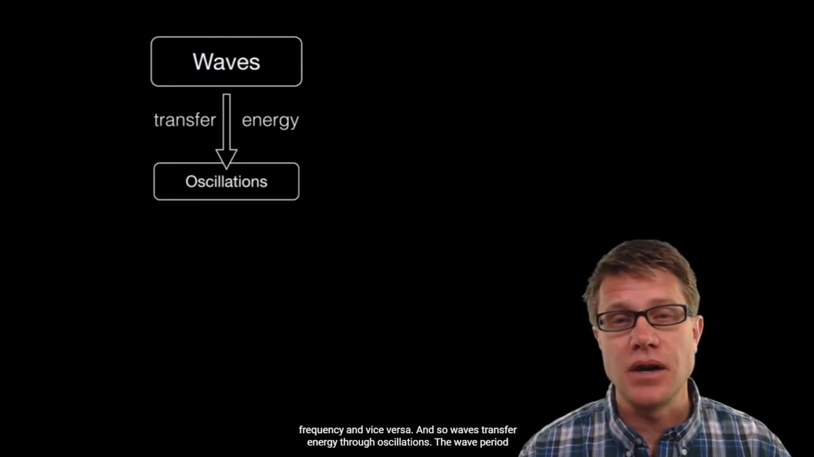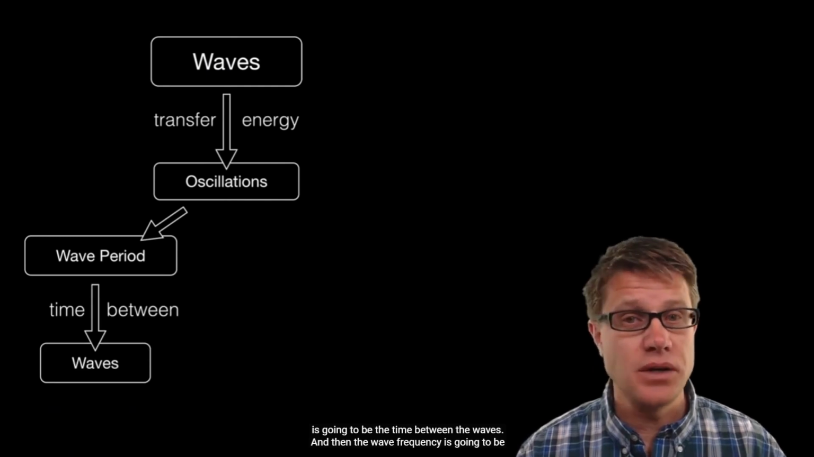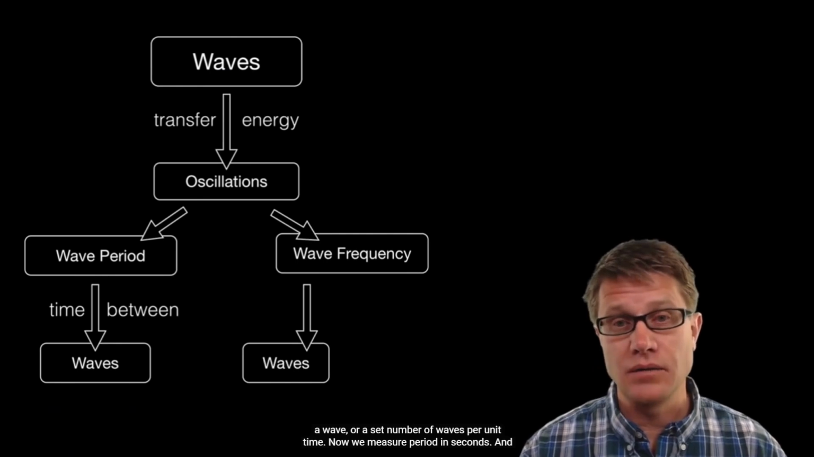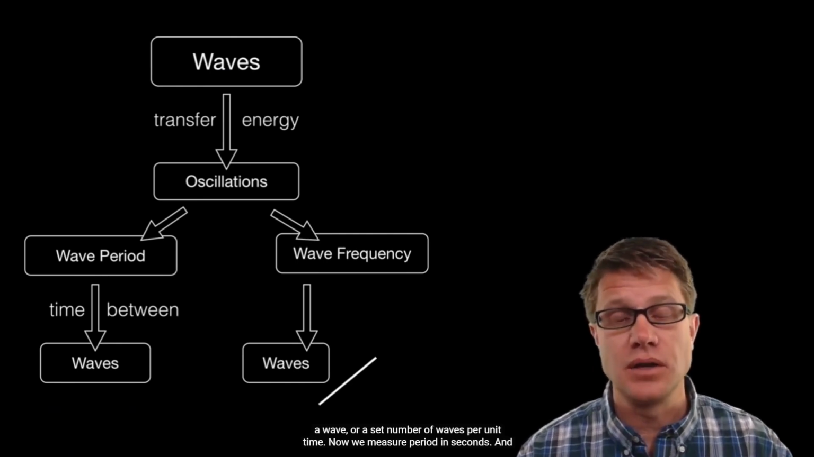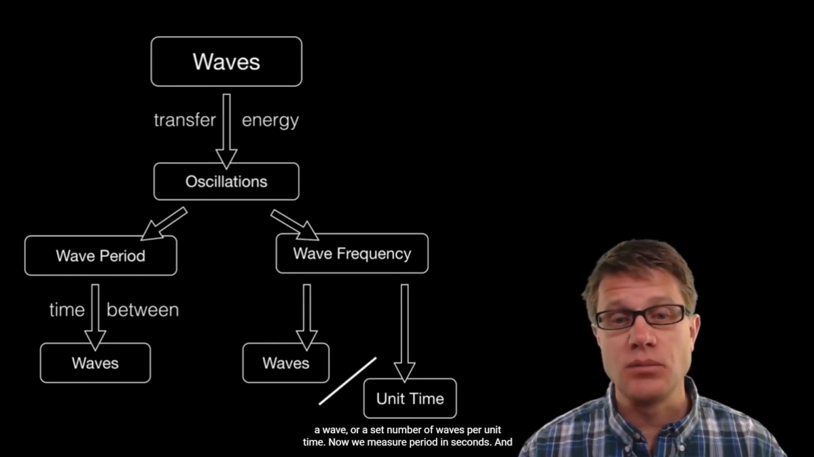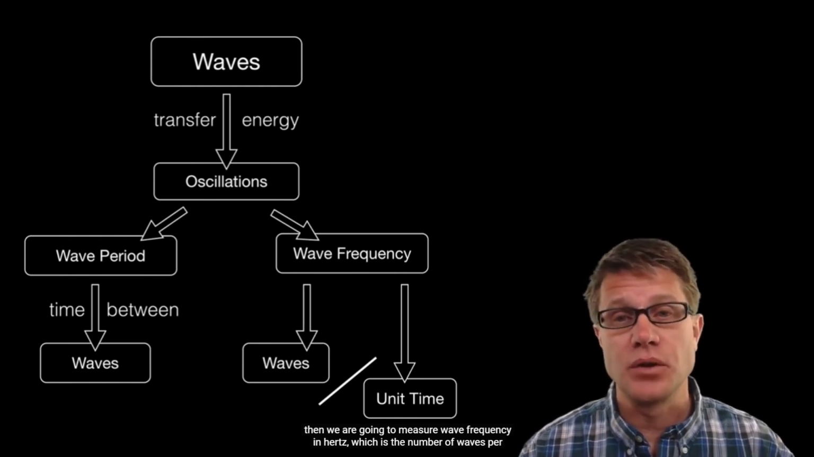And so waves transfer energy through oscillations. The wave period is the time between the waves, and the wave frequency is a set number of waves per unit time. We measure period in seconds, and we measure wave frequency in hertz, which is the number of waves per unit time.